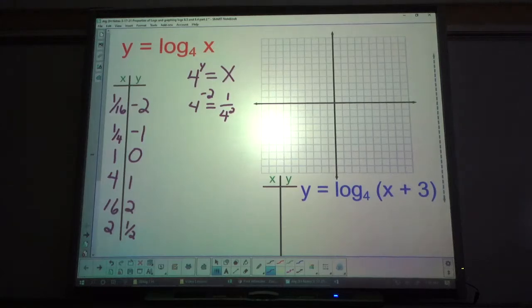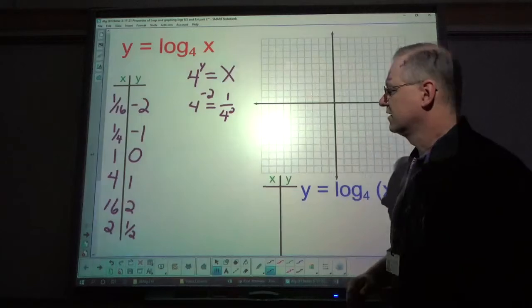So this is very reminiscent of what we did a couple weeks ago when we were graphing exponential functions. Well, logarithmic functions are very similar. All right, so I'm going to plot these points.